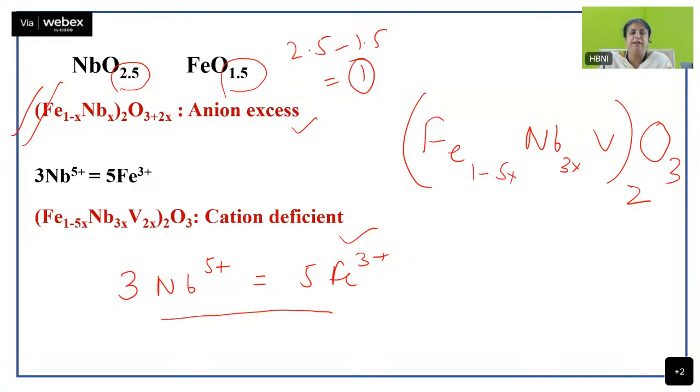For every 3X, 5X iron have to come out. So iron will be reduced by 5X. Now only 3 of those 5 iron sites are occupied by niobium. 2 are vacant. So 2X. And that is the formula for your cation deficient solid solution. Okay. So with this concept, now you can write whatever solid solution formula you want, whatever valency goes in and replaces whatever valency.